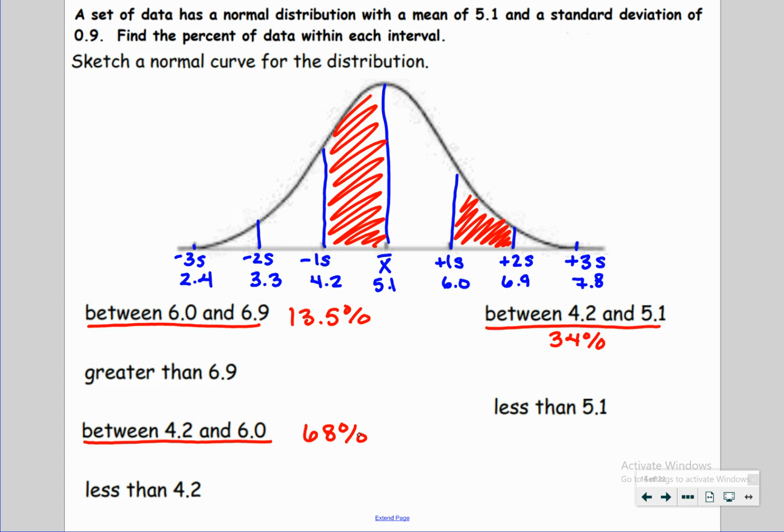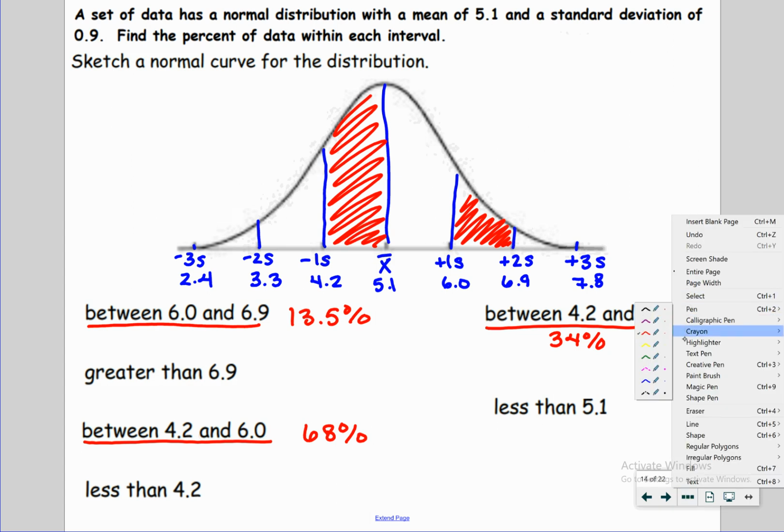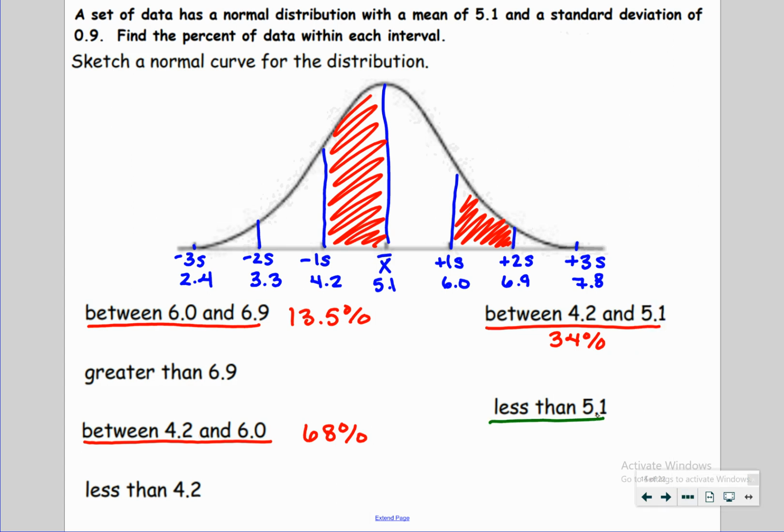Okay. Then, let's say I want to know the percent of data that is less than 5.1. 50. That's easy, right? Because isn't 5.1 my mean? So I actually will often use that as a point of reference. If I'm at my mean, you can add up all those numbers if you want to, if you don't trust me, but it is always 50% to the left and 50% to the right. We've got a quick total there.